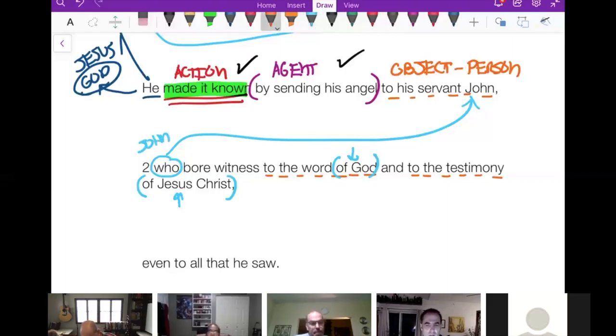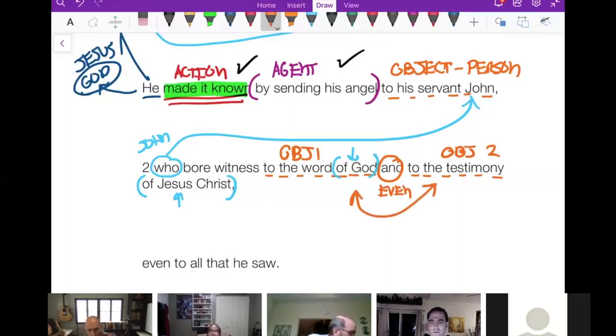But there's two objects. Number one, the word of God. Number two, the testimony. Now, there is debate, and I'm going to leave this open-ended, because in the Greek this word can also be translated "even." And as we read the story, if we're always asking what the relationship between these two is, I think we're going to see that the "and" is really "even": the word of God is the testimony of Jesus Christ. And we shouldn't ask why that would be the case, because we know that Jesus is the living word. But at this point, we're going to leave it as two.